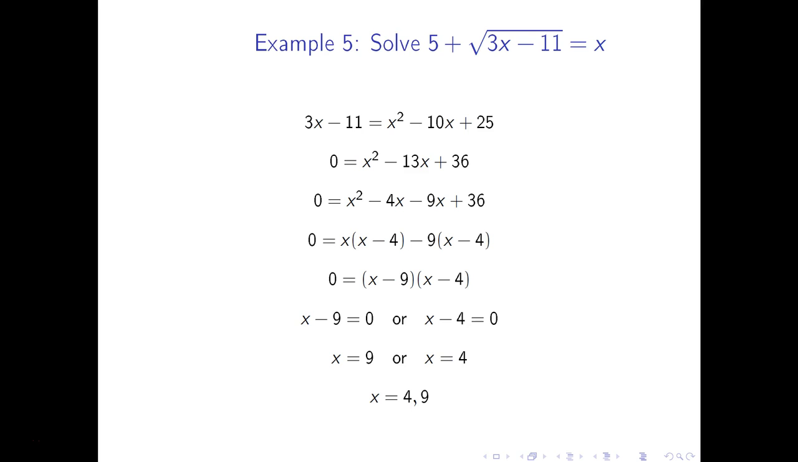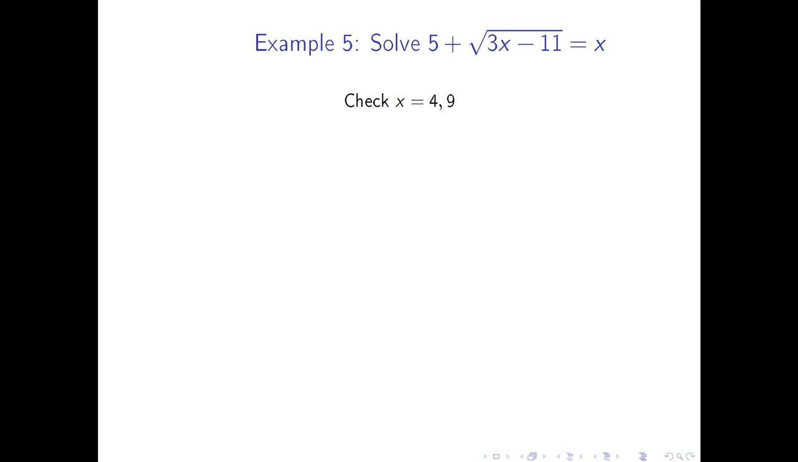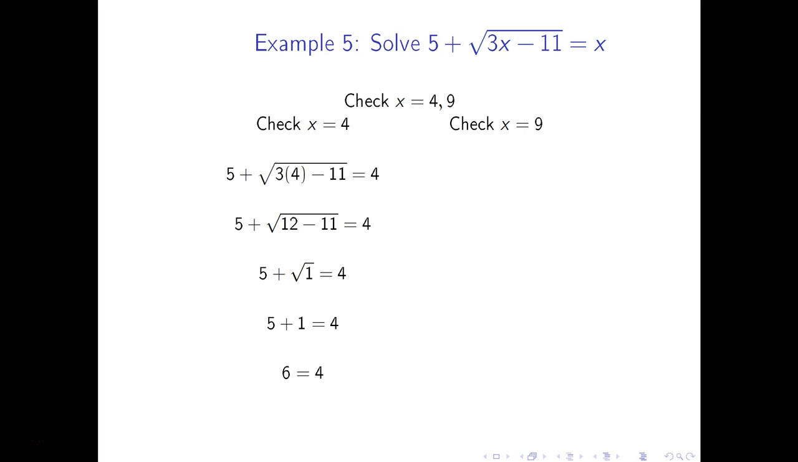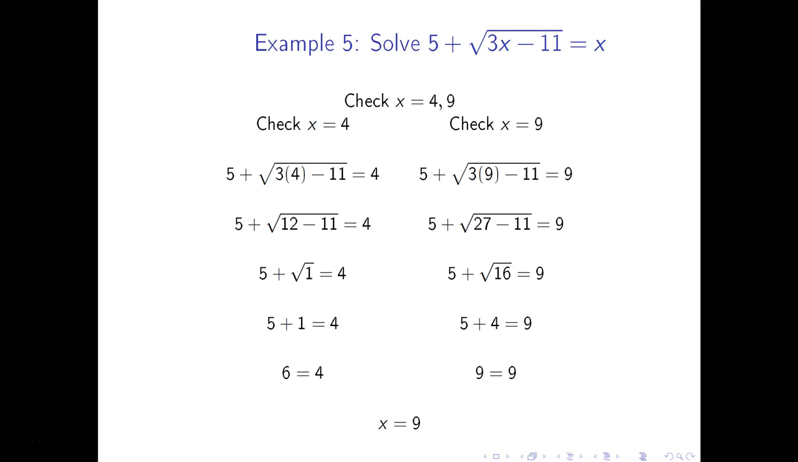As a reminder, you are not done. You need to then check that by plugging each one in. So start with x equals 4. Plug that in, and 3 times 4 is 12. 12 minus 11 is 1. Square root of 1 is 1, so 5 plus 1 is... that's a problem. So 4 doesn't work. Try 9. All right, so I have 3 times 9, that's going to be 27. 27 minus 11 is 16. Square root of 16 is 4. Hey! So 9 does check out, but 4 does not. So again, always check your answers and check both of them.